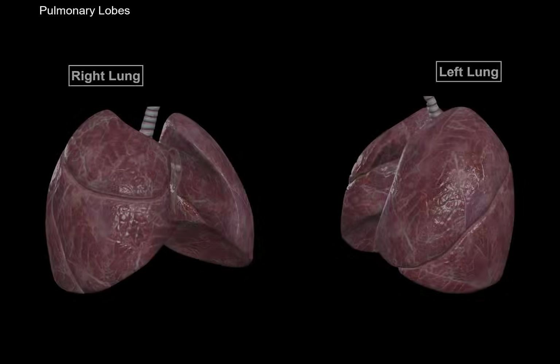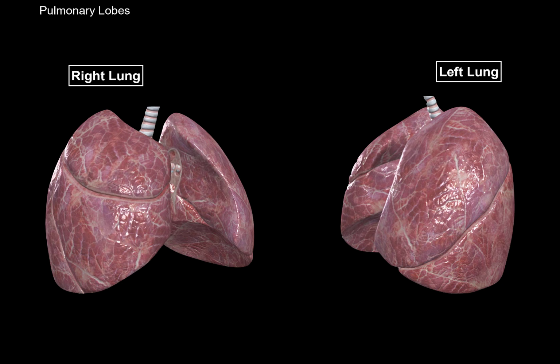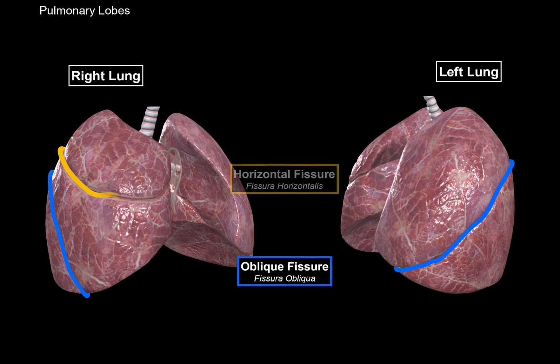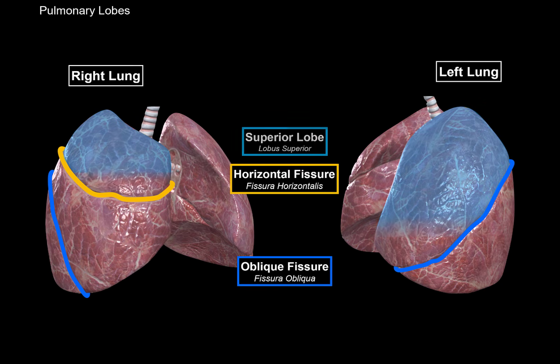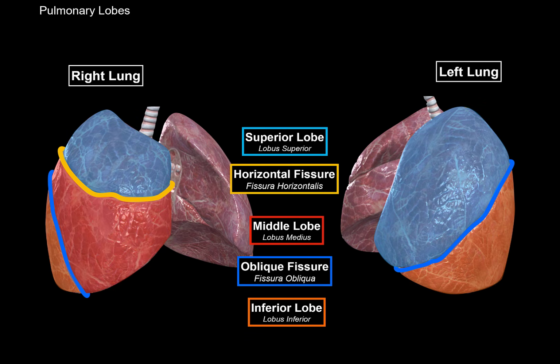Now, anatomically and functionally, the lungs are divided into lobes. So here's a lateral view of both lungs. The lobes are limited by this groove called the oblique fissure. It goes obliquely down and it exists on both lungs. But the right lung has an extra fissure that goes horizontally called the horizontal fissure. These fissures are important because they divide the lungs into the superior lobe, an inferior lobe, and a middle lobe. Only the right lung has a middle lobe.